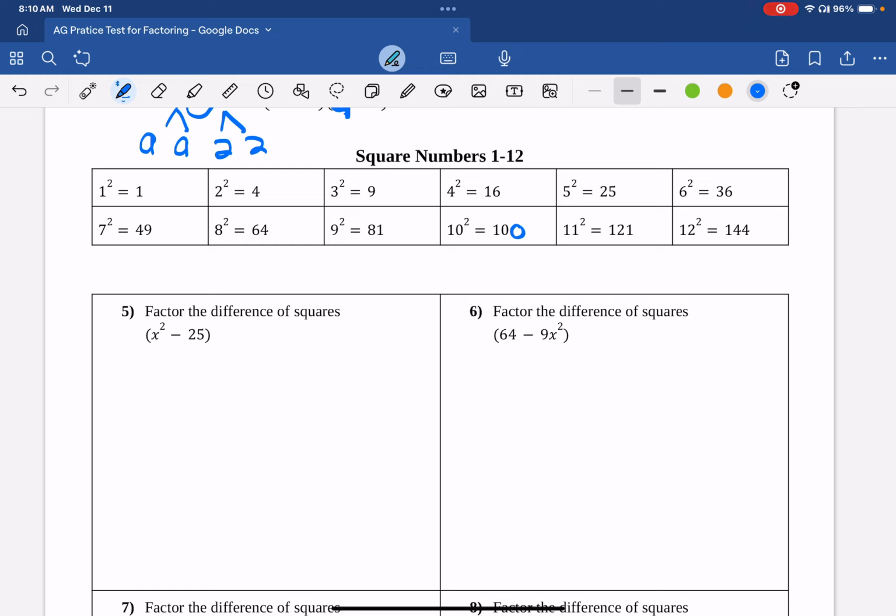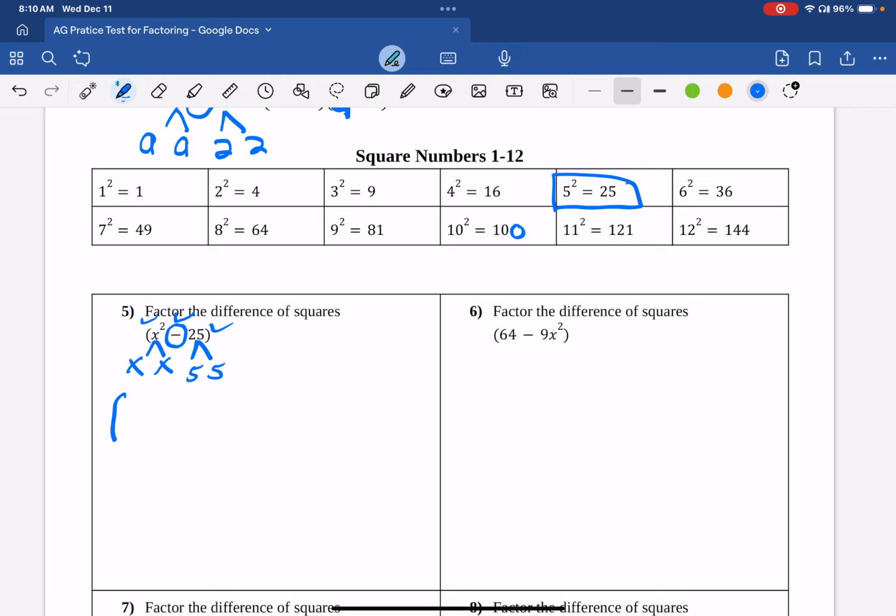All right, number 5 says factor the difference of squares. So we have to make sure everything is a square. So we look at x squared, and that is the same as x times x, so that's a square. We can check that one off. There is a subtraction sign, which we have to have, so we can check that off. And 25 is a square number. It's 5 times 5. So we can check that box. So this one works for all of our rules.